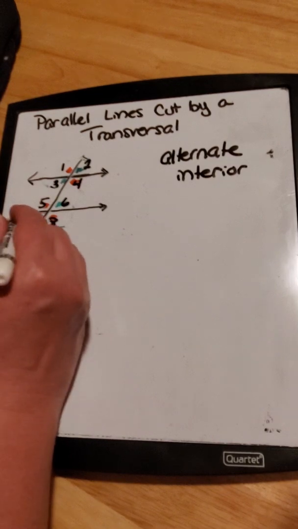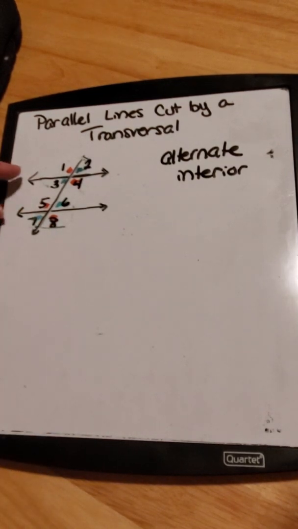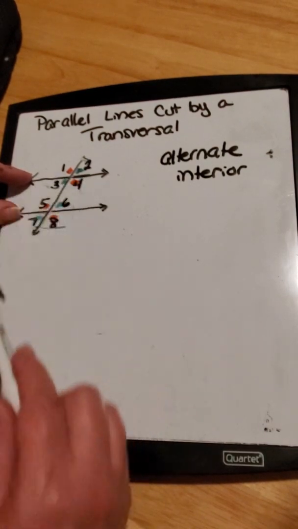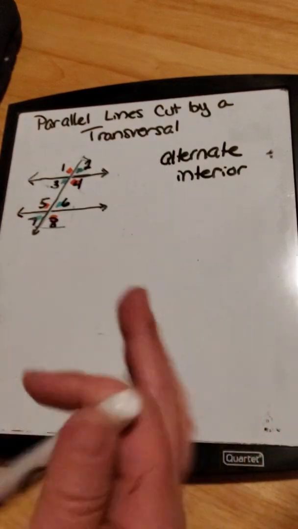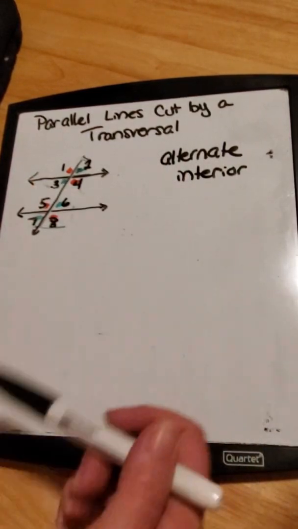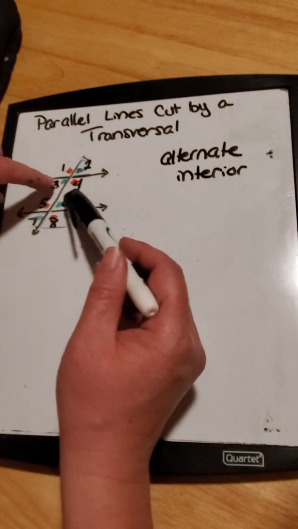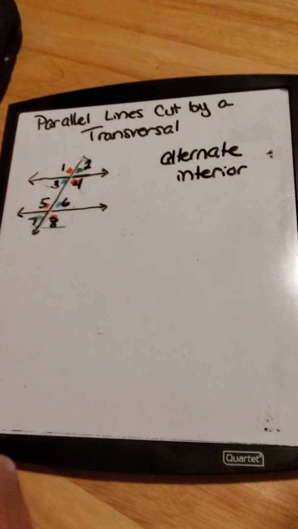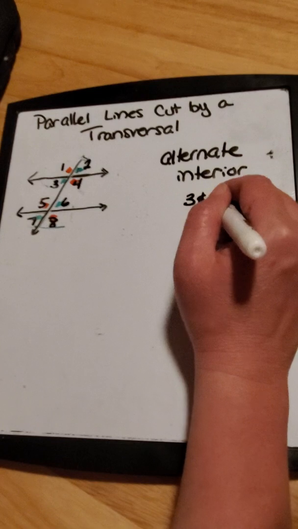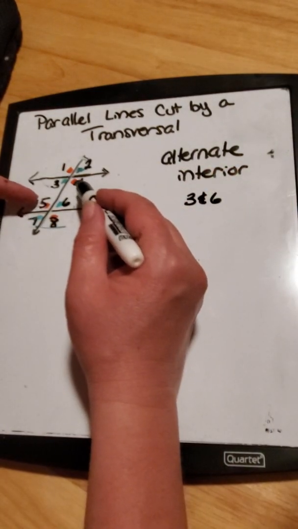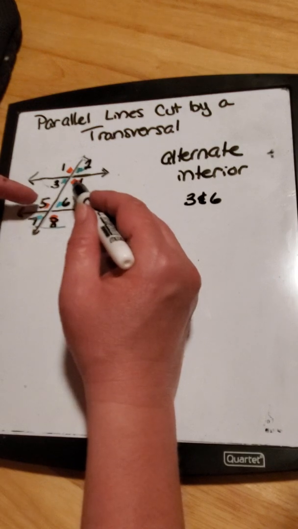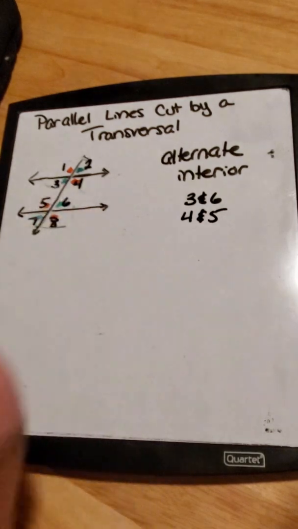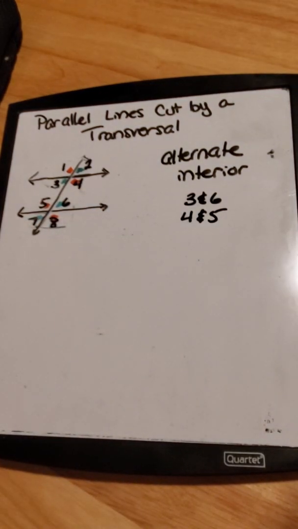Interior means inside. So we're looking at the angles inside the two parallel lines. So 3, 4, 5, 6, those are all inside the parallel lines. But that word alternate kind of means like opposite, go back and forth. Alternate interior angles would be 3 and 6 because they're on opposite sides of the transversal, on opposite parallel lines. And same thing with 4 and 5. Those are alternate interior angles because they're inside the parallel lines on alternating sides of the transversal. And you'll notice that alternate interior angles are always congruent. They have the same angle measure.